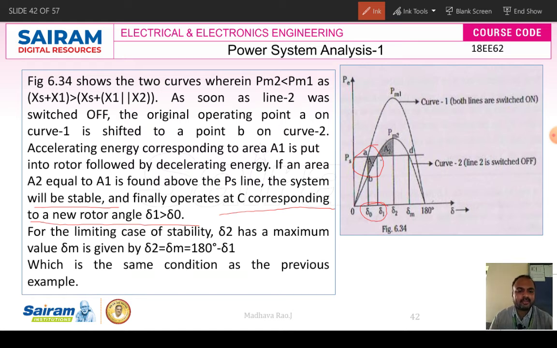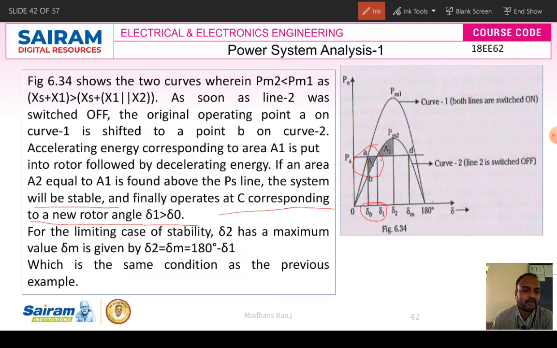Earlier we were considering only one curve, now we are considering two curves. Since we are disconnecting one line, we are operating on one line only. Two lines are connected between the infinite bus and the power generator. One line is disconnected, so what will be the power variations in the power system? Curve 1 represents when both lines are operating, and the second curve represents the condition when one line is shut down.